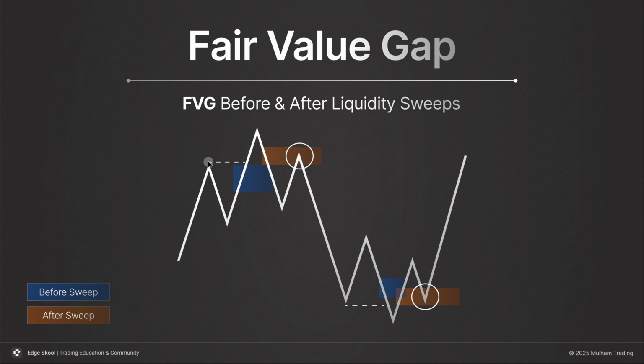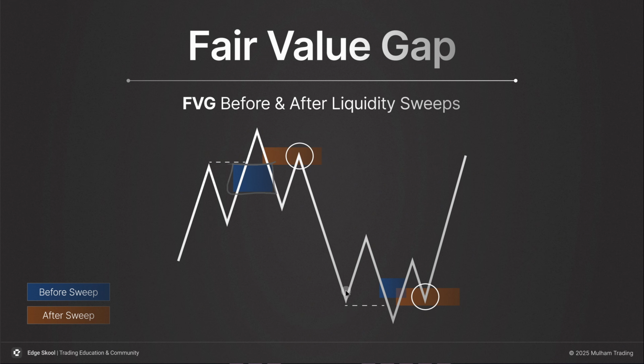Now, an example here is that we have this liquidity sweep and we come back into the range. We have a fair value gap here. This one is in blue, which is before the sweep. This one is in orange, and it happened after this liquidity sweep. This one is gonna work and this one is gonna fail.